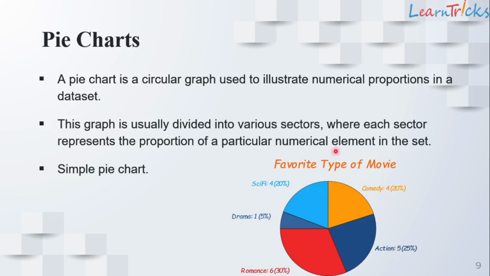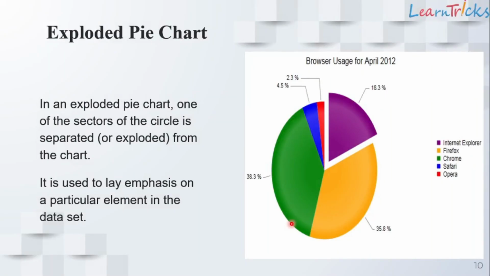So, just seeing this graph, we can say that the favorite type of movie is romantic, meaning more people give importance to romantic movies. Some people like action movies, and 20% of people like comedy movies, while only 5% of people like drama, the movies which have drama as their genre. Okay, so we will move further.